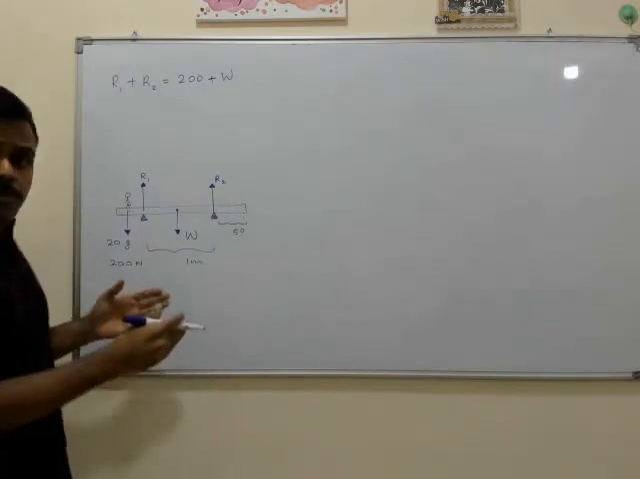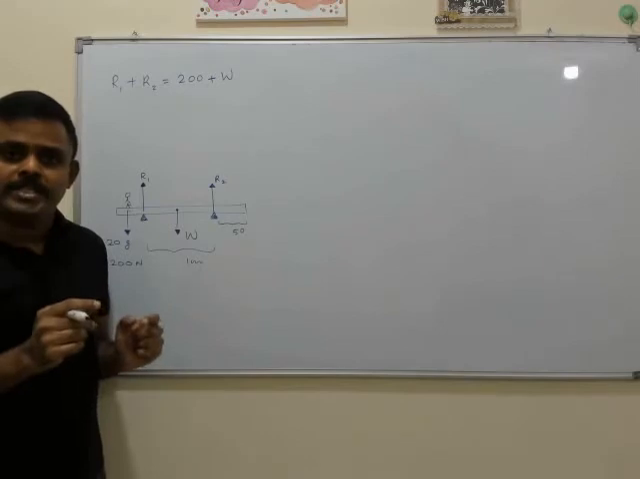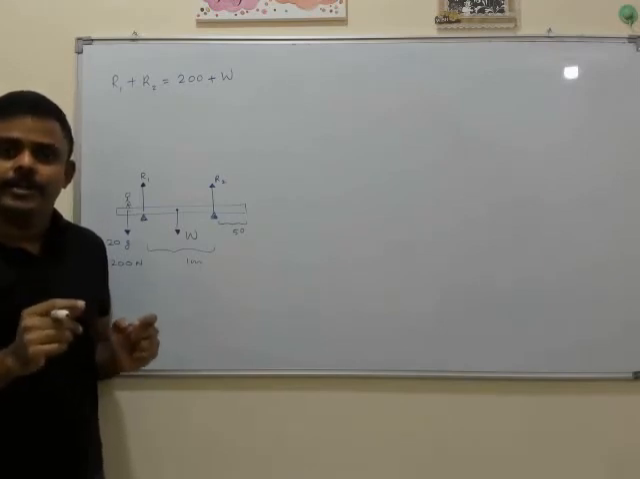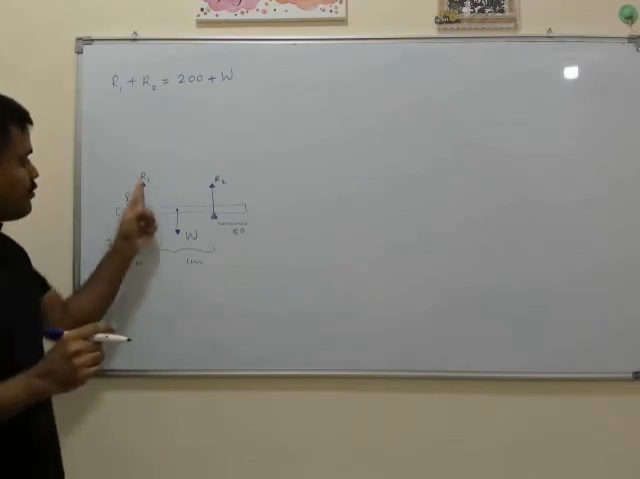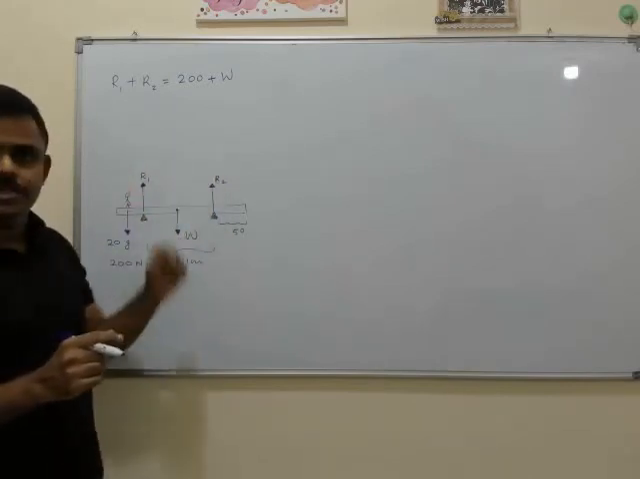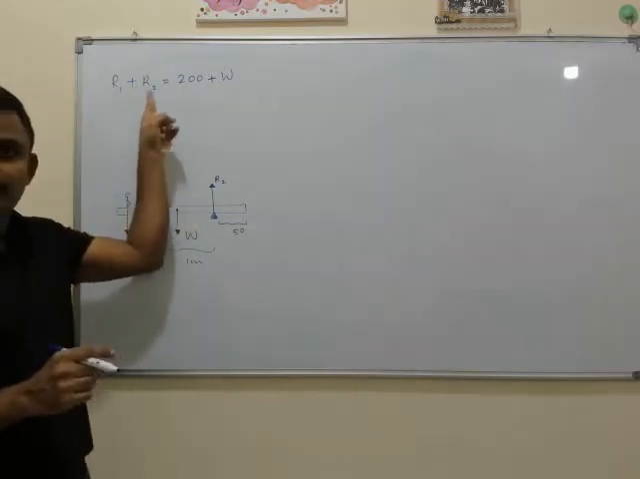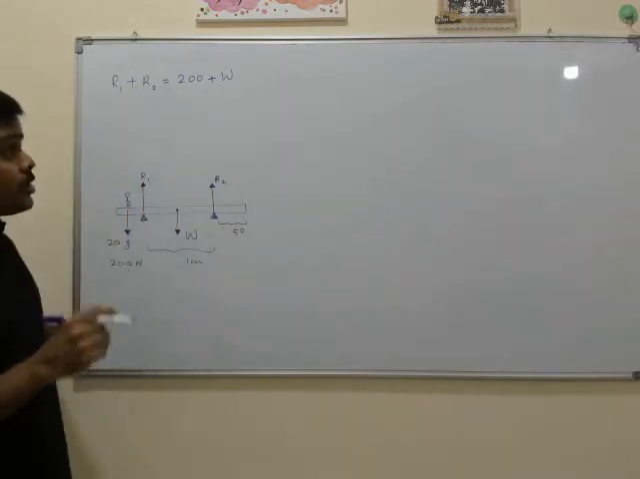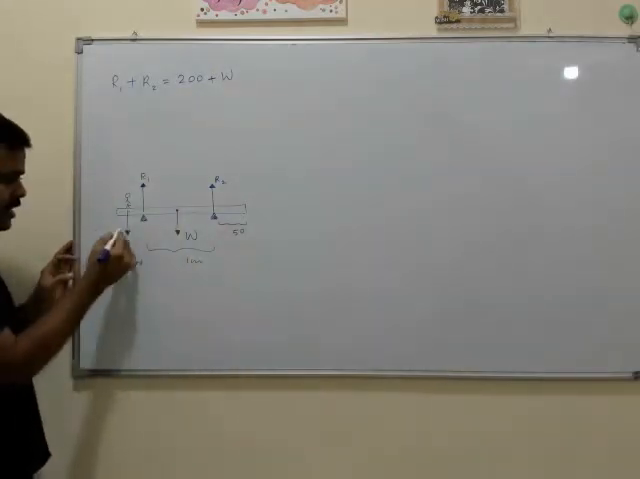Because if we have translational equilibrium, that means forces in the y direction should balance each other. What are the forces in the upward direction? One force is R1, another force is R2. So the total force in the upward direction is R1 plus R2. What is the total force in the downward direction? One force is 200, the weight of this girl.